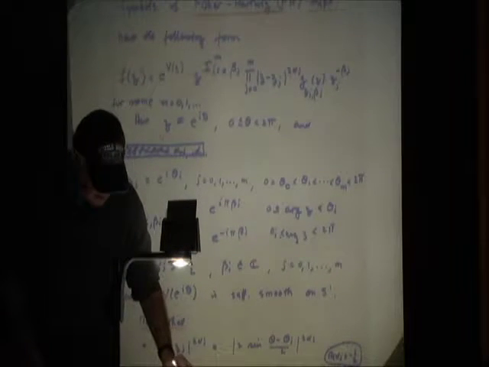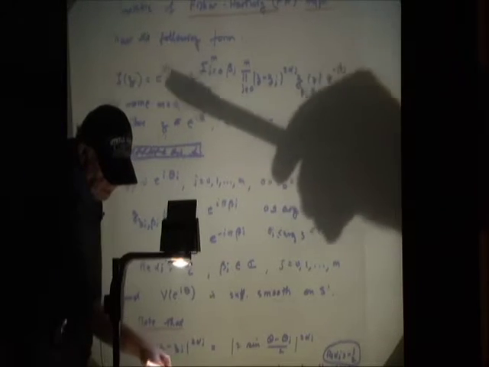So the symbols look like this, which I will leave up. This is your regular piece. So if all these alphas and betas were zero, you'd just be in the classical case.